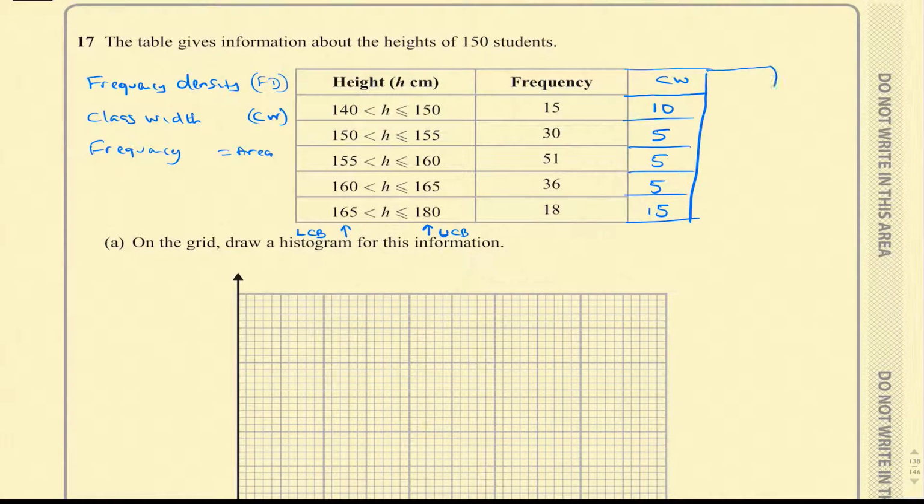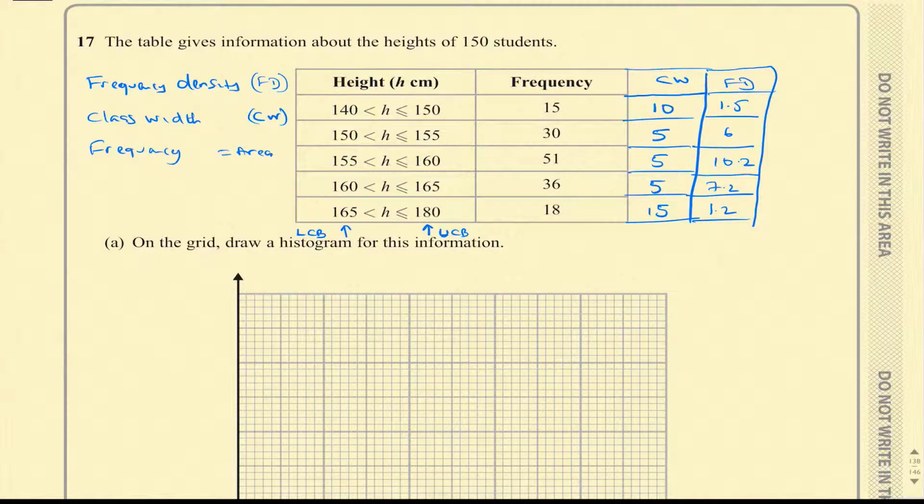Now we need to calculate the frequency density. Frequency density is frequency over class width. So we go 15 divided by 10. That will be 1.5. And then we've got 30 divided by 5, and that will be 6. And we have 51 divided by 5. That will be 10.2. 36 divided by 5 will be equal to 7.2. 18 divided by 15 will be equal to 1.2.